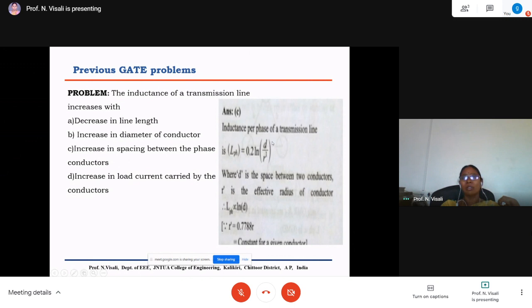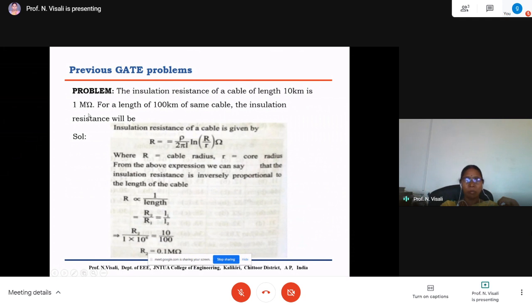The next question. The insulation resistance of the cable of length 10 kilometers is 1 mega ohm. For a length of 100 kilometers of the same cable, the insulation resistance will be? So here you have to carry out the resistance calculation. Insulation resistance is 1 mega ohm, length is 10 kilometers. If it is 100 kilometers, then what will be the insulation resistance? That is the question they have asked.